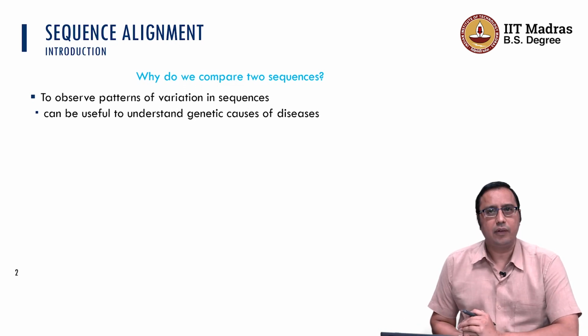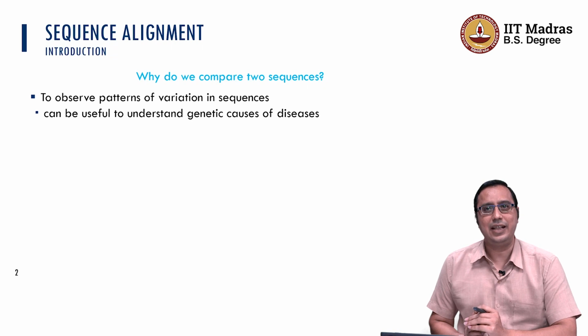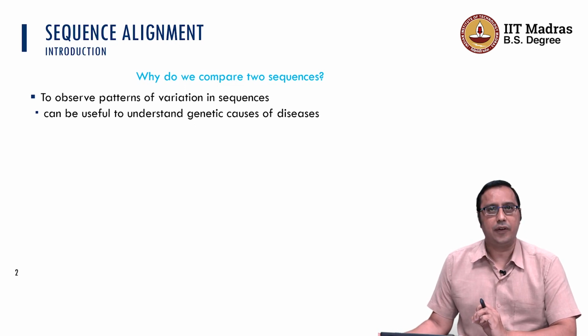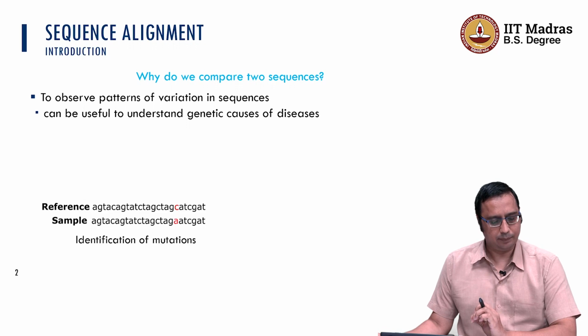In biology, we want to understand different patterns of variations in the sequence, and these patterns and their variations allow us to understand the genetic causes of the diseases. Hence, comparing two sequences provides us the changes that happen in the sequence during the disease. So that's one reason we would like to compare two sequences or align two sequences.